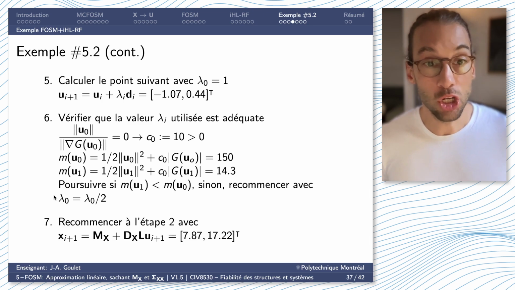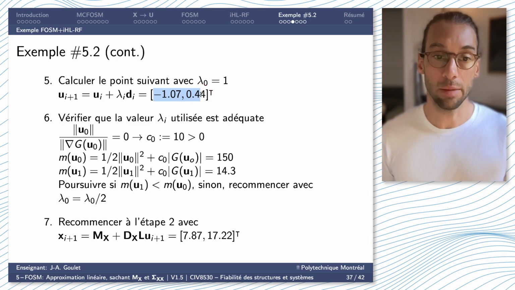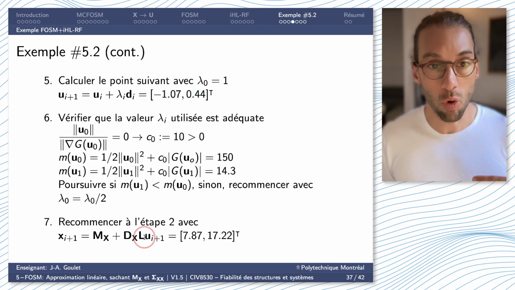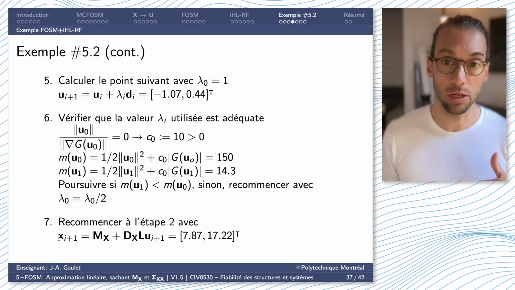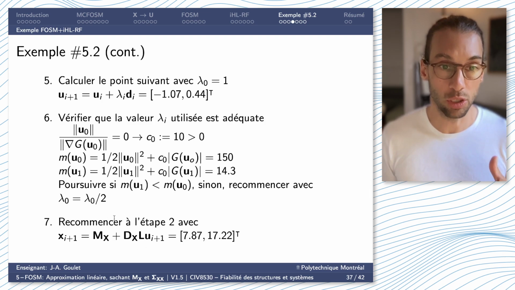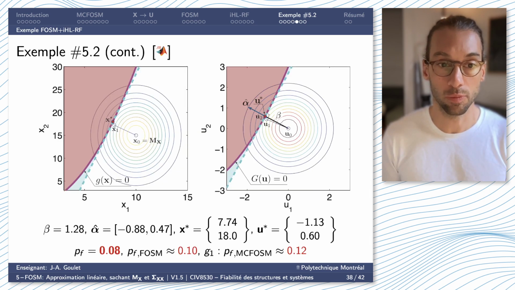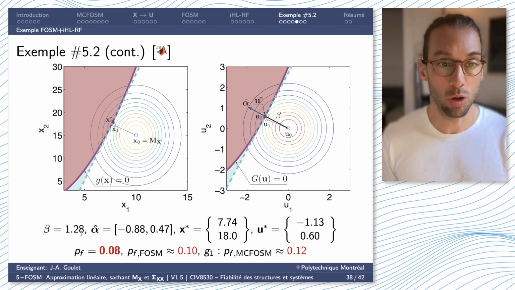So now I have my new design point, which is going to be this one. I restart with step number 2, and I redo my transformation. What point in the original space does the point minus 1.07 and 0.44 in the standard normal space correspond to? We can evaluate using this relationship: 7.87, 17.22. And we can see that here in 3 iterations, we can find our u star, our design point. That corresponds to a beta of 1.28.